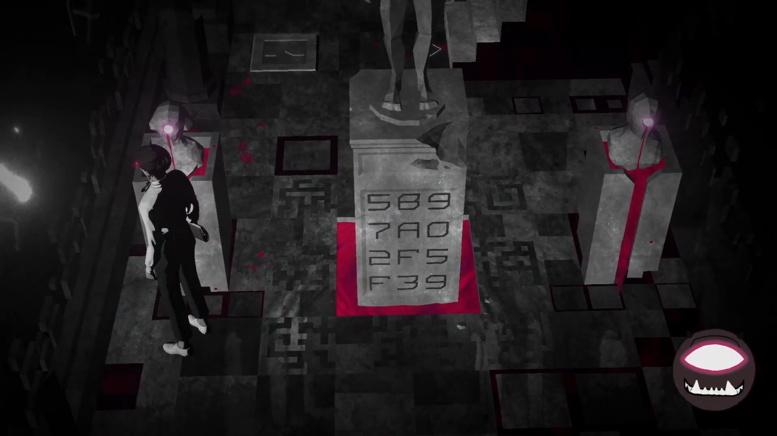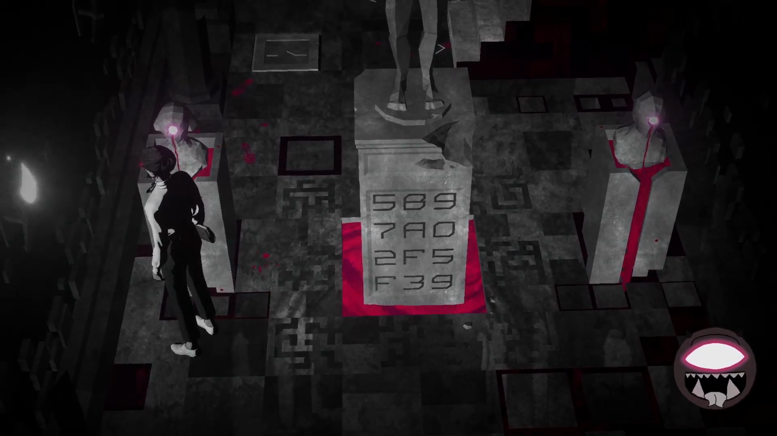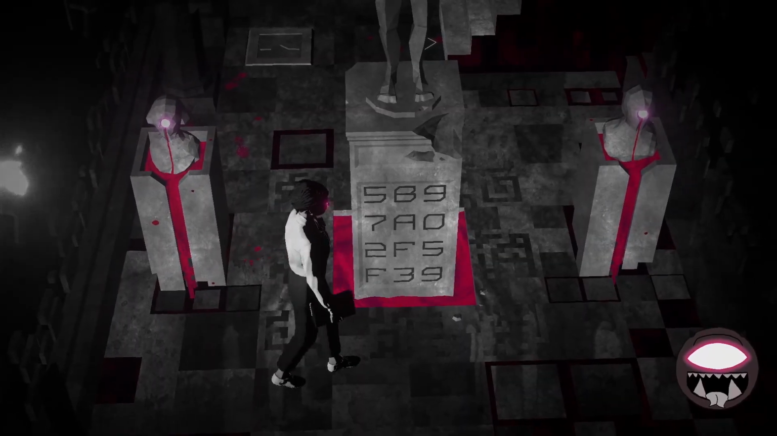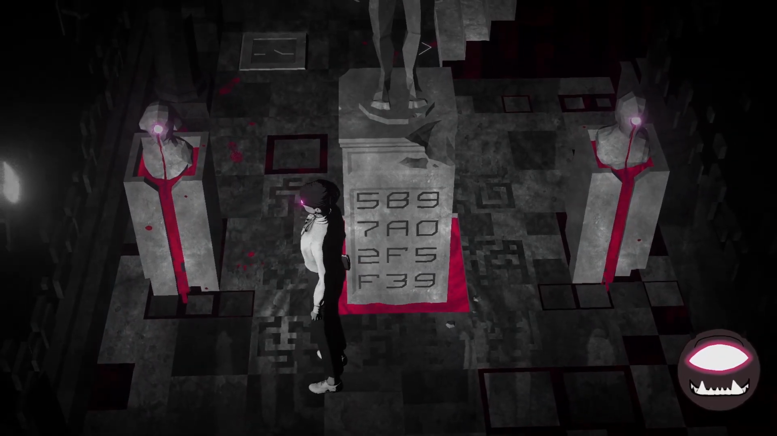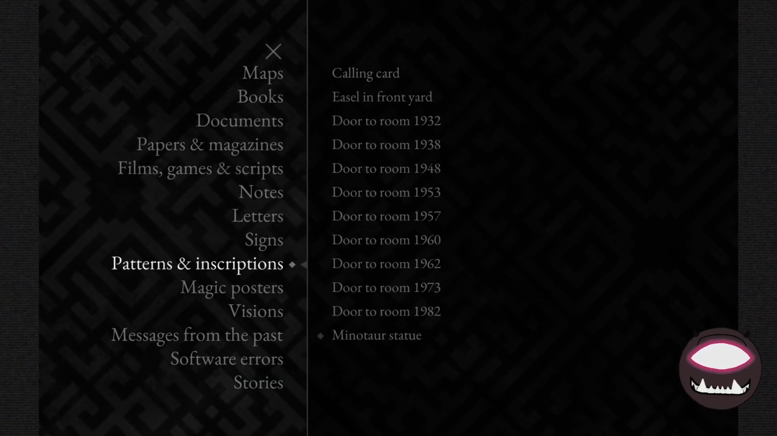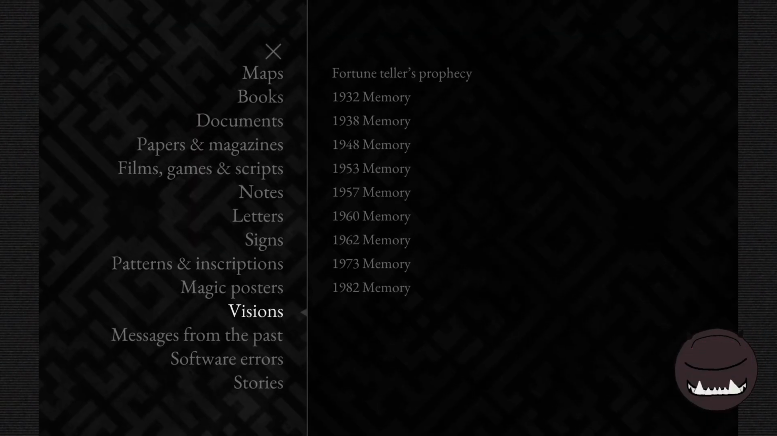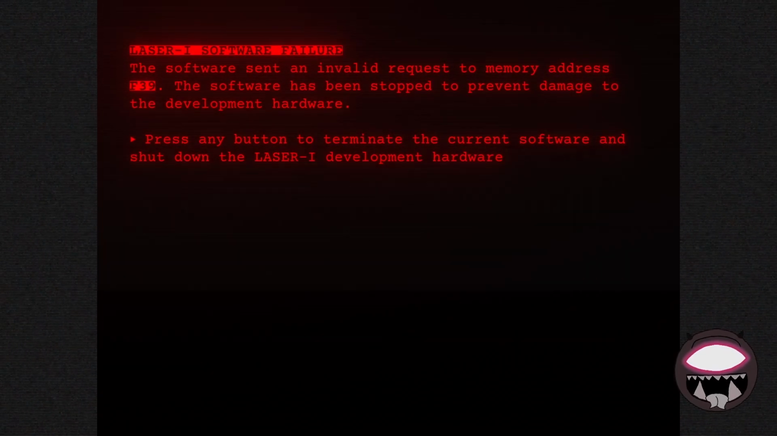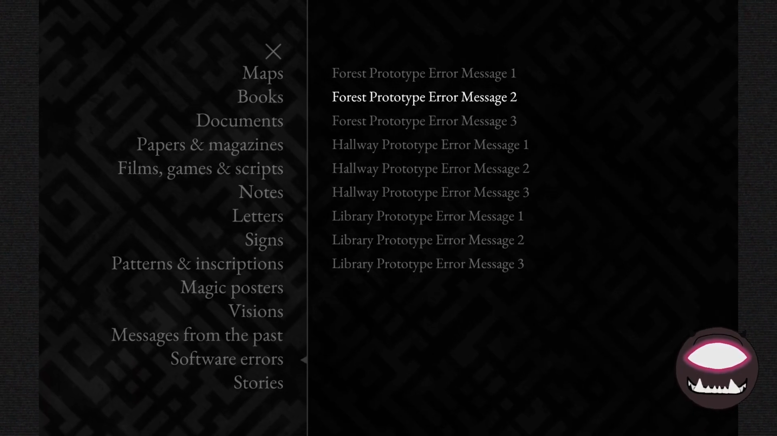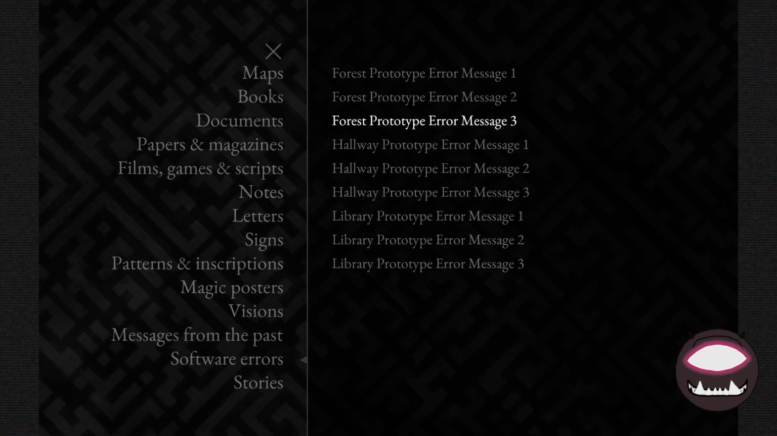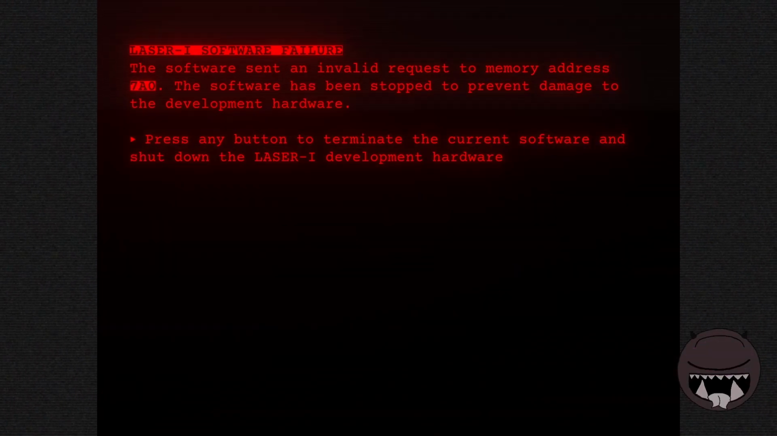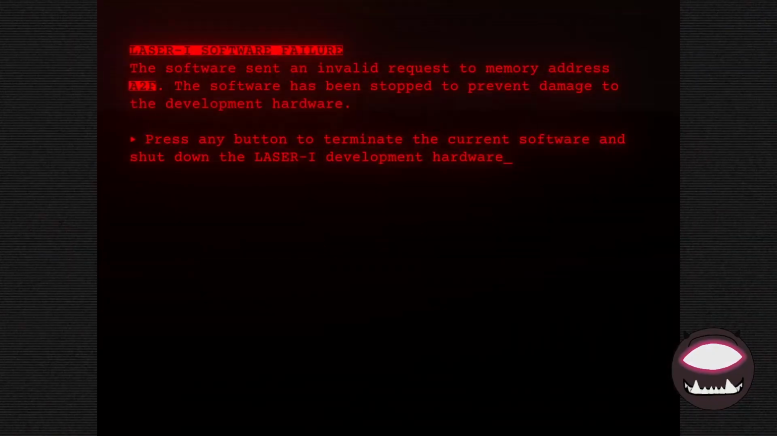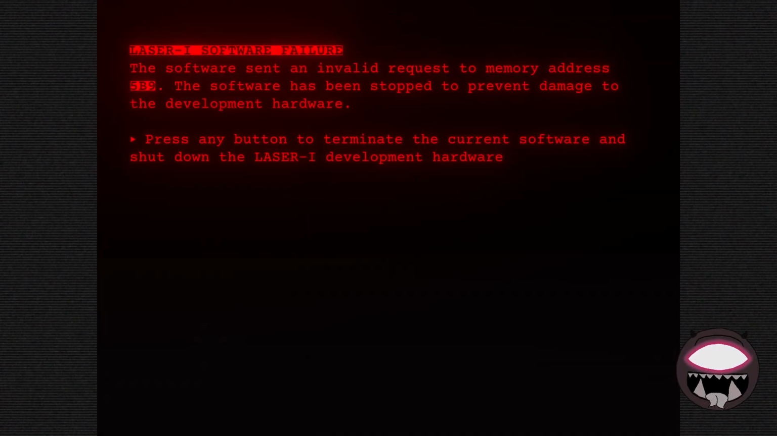5, 8, 9, 7, A, O, 2, F, 5, F, 3, 9. So these are error codes. Or is that B9 instead of 8, 9? Okay, so we have the Minotaur statue is our last pattern or inscription. We have software errors. OEC, nope. F39, yes. It's equal to forest 2. Okay. 7AO is equal to forest 3. 2F5 is equal to hallway 1. 59B or 5B9 is equal to hallway 3.